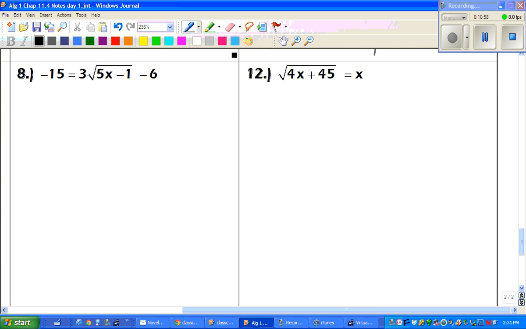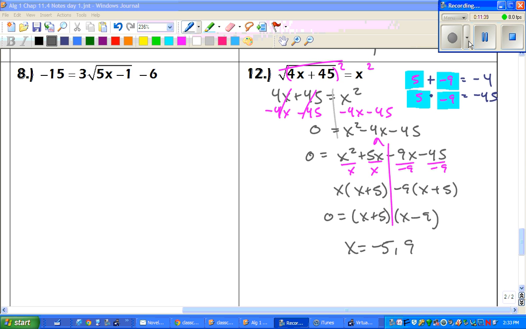All right, number 12. Square both sides so we can cancel that. We get 4x plus 45 equals x squared. Your x squared is positive, so I need to move all of this to the other side. Now, I want you to do all of this. You're going to factor it, and you're going to tell me what x is. All right, so pause the video and work the problem out, please. Alrighty, so when you do that, you should get the answer of x equals -5 and 9.